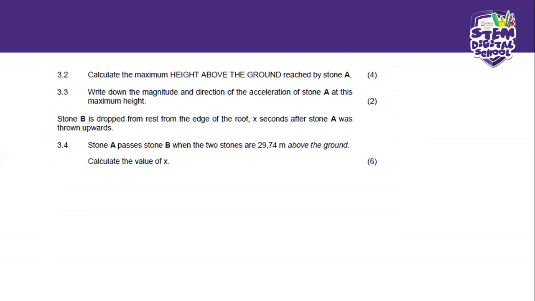Okay, so stone B is dropped from rest from the edge of the roof after stone A was thrown upwards. So now it's continuing, right? So it says on 3.4, stone A passes stone B when the stones are 29.74 meters above the ground. Calculate the value of x. X could be a height, right? Oh no, the value of x is the time. Okay.